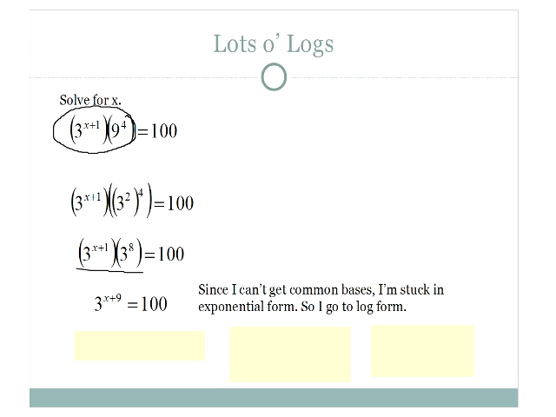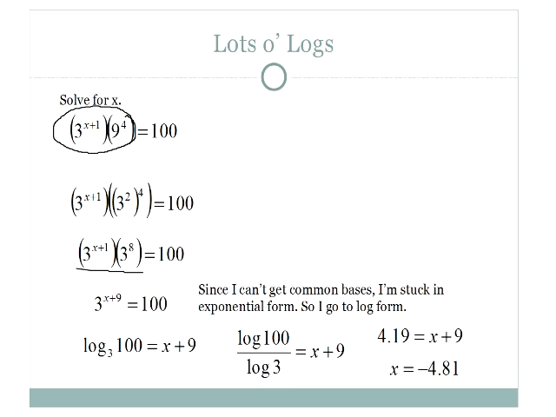So what I'm going to do now is go to log form. I can now evaluate this. Log to base 3 of 100, we can find by calculating log 100 divided by log 3. And now I can subtract 9 from both sides, and I get the answer.